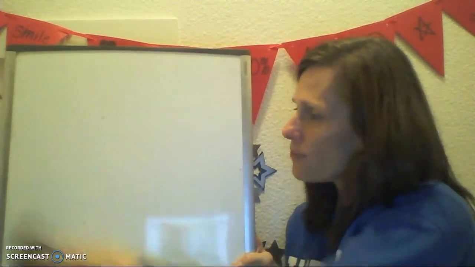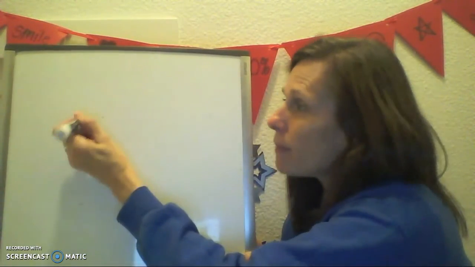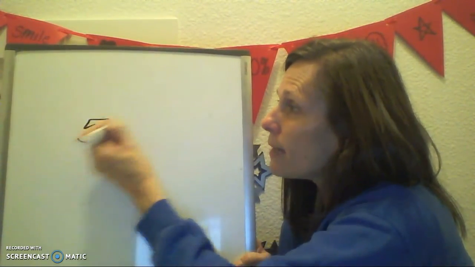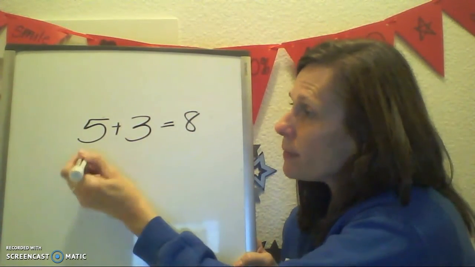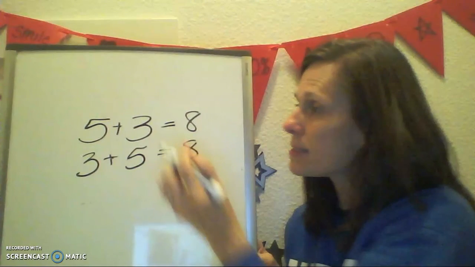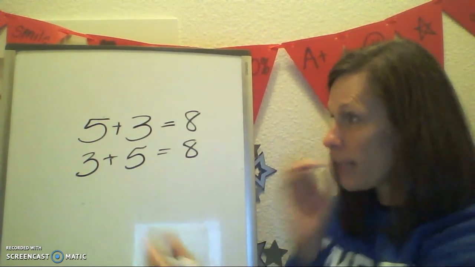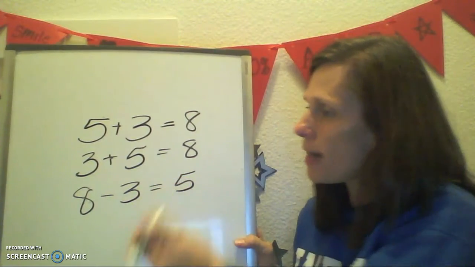Remember, it's like a fact family, right? Let's try and do a fact family, right? Let's do, how about 5 plus 3 equals 8, right? Or I flip it, 3 plus 5 equals 8. Now my two subtraction equations, right? 8 take away 3 equals 5.